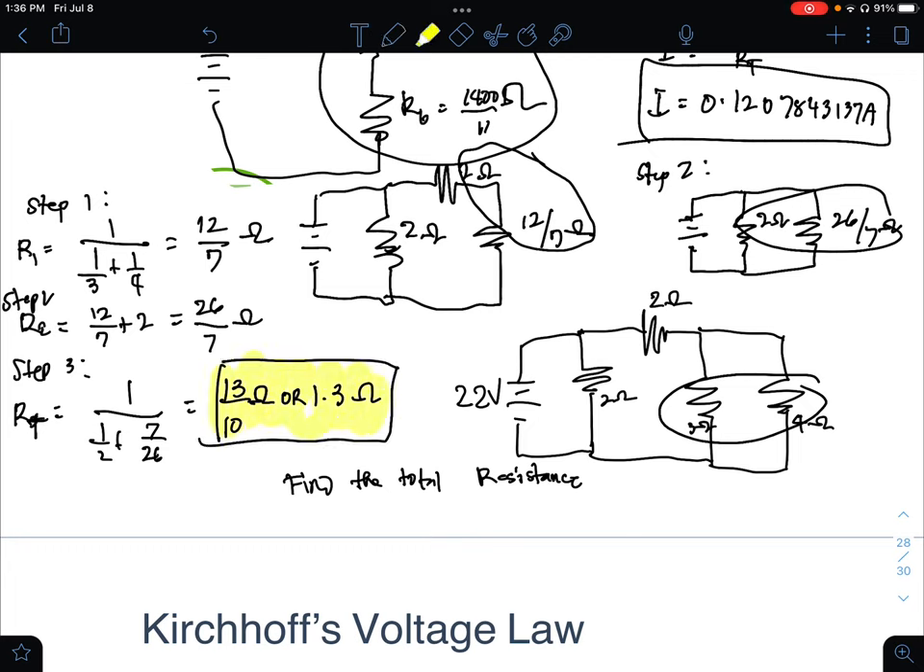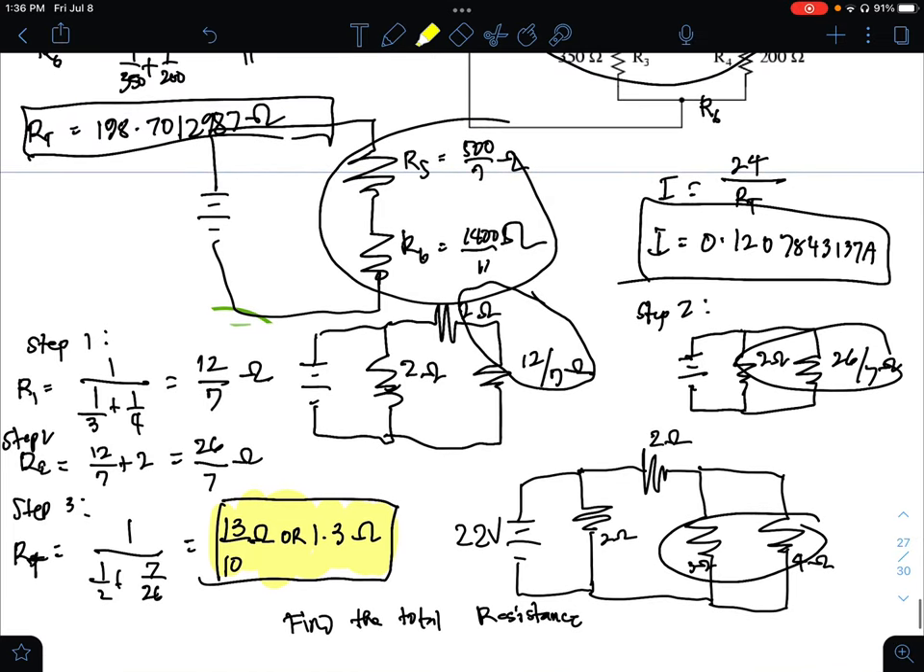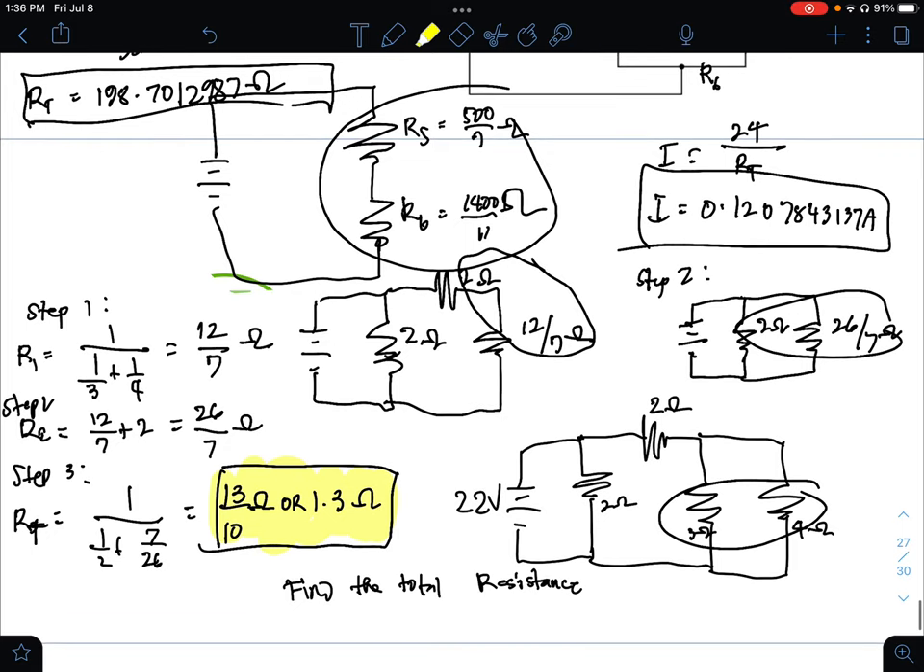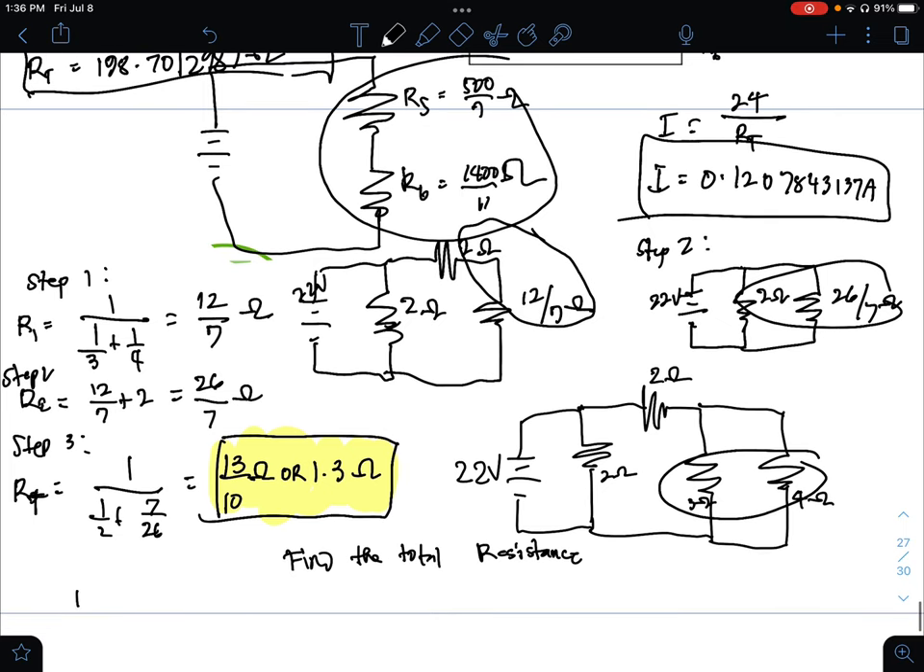And that is your final answer. Okay? So, yan po yung series parallel circuit. And to find naman po yung current, I is equal to V over R. So, magiging I, or the current, is equal to 22 volts over 1.3 ohms.